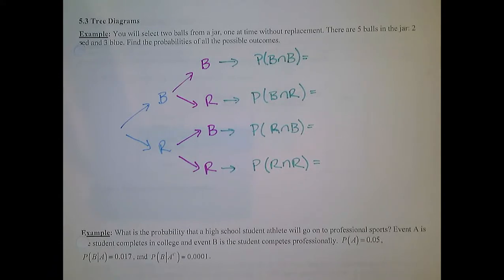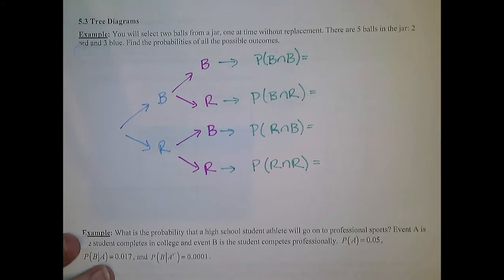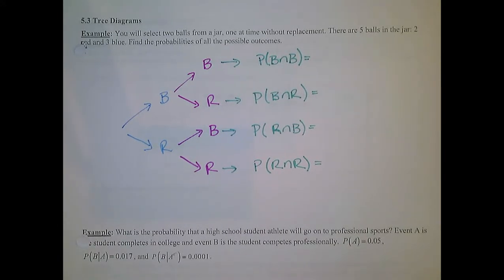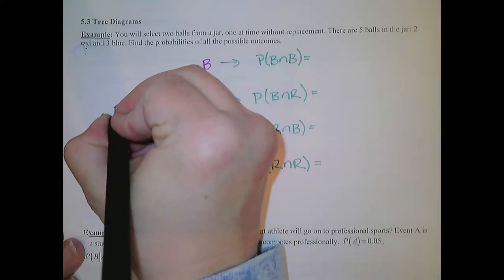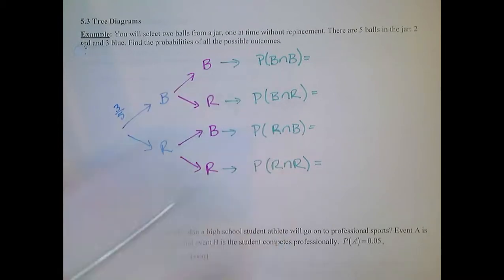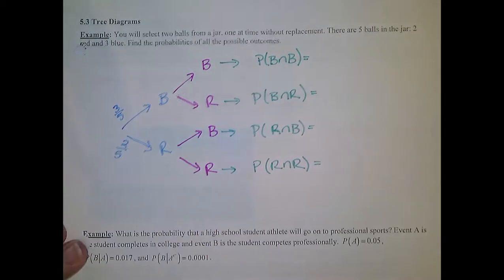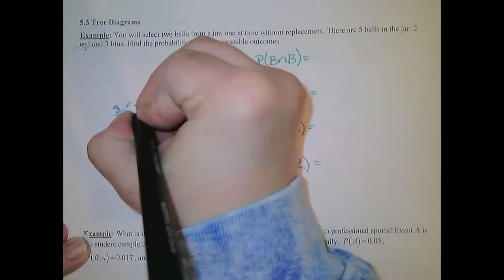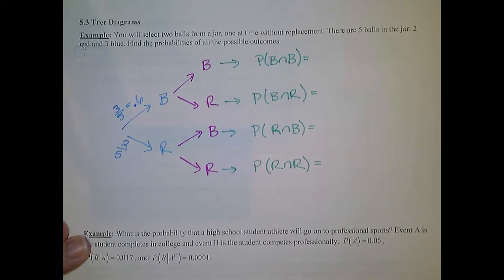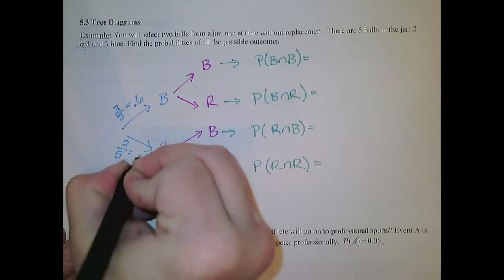So I'm going to go back and look at each of these outcomes. For my first draw, there are 5 balls in the jar. I have 2 that are red and 3 that are blue. So on my first draw, there is a 3 out of 5 chance that I'll draw blue, and a 2 out of 5 chance that I'll draw red. Or if we change that to a decimal, a 0.6 chance of getting blue and a 0.4 chance of getting red on my first draw.